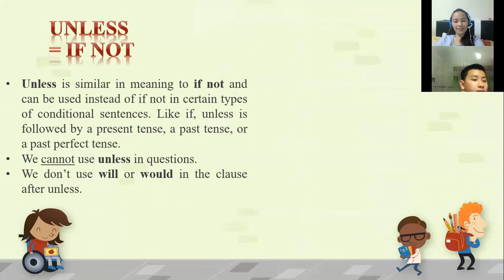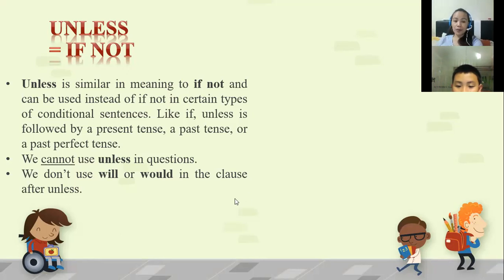Unless is similar in meaning to if not and can be used instead of if not in certain types of conditional sentences, like if unless is followed by a present tense, a past tense, or a past perfect tense. We cannot use unless in questions. We don't use will or would in the clause after unless. Remember, unless is similar to if not. It depends on the sentence, on how you are going to deliver the sentence, so you can use either unless or if not.